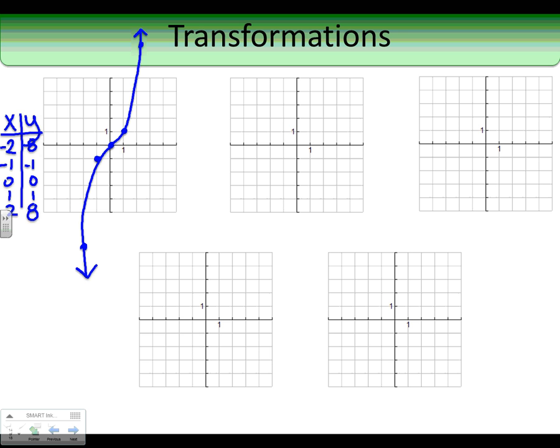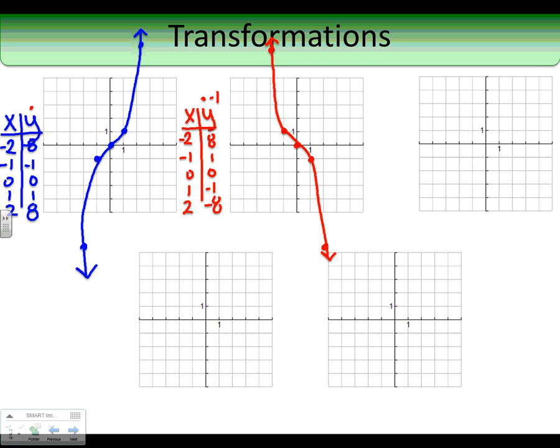The first transformation we had was multiply our y values by -1. So every y value over here on this table is going to get multiplied by -1. X's stay the same. And then graph that. -2, +8. So you can see we reflected across the x-axis.